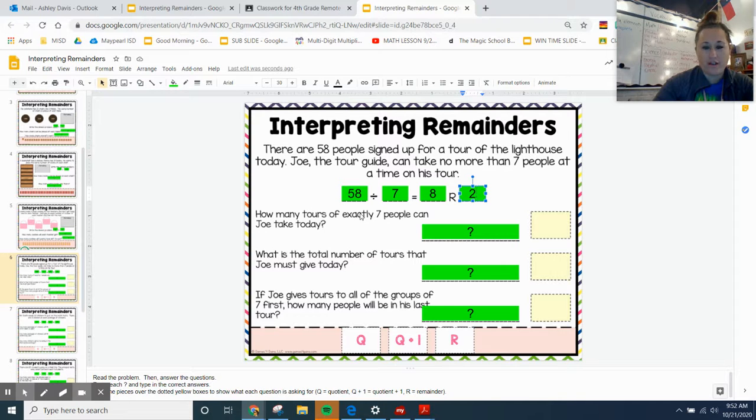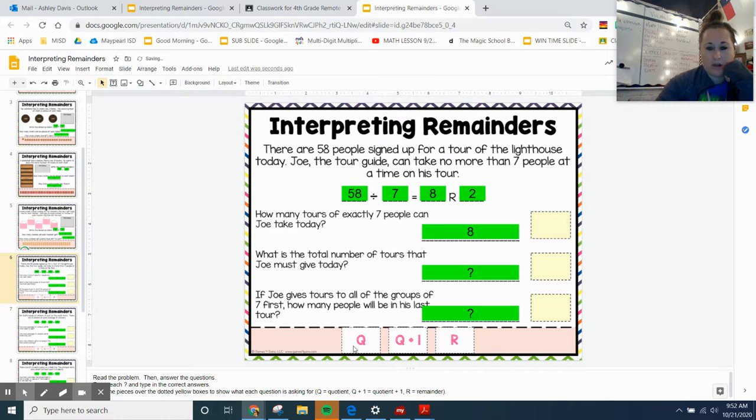How many tours of exactly 7 people can Joe take? That means full tours. Okay, so this is your full number. So he can take 8, which is using our quotient only. So we're going to put the Q there. Q stands for quotient. Okay, again, there's a key down here at the bottom for what each card represents.